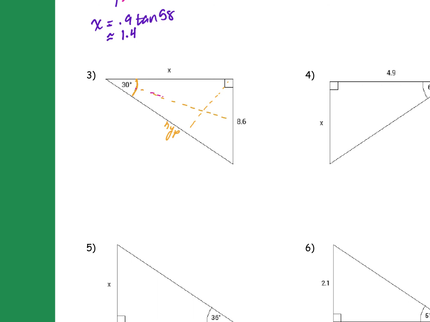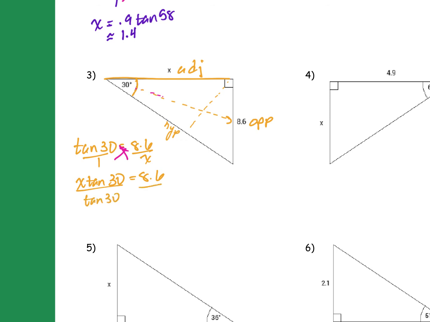Okay, so here is if I go across the triangle, right? There's my side opposite. And then the side that makes the angle is my adjacent, as long as it's not the hypotenuse, right? So I know that I have tangent of 30, and that's going to equal my opposite, which is 8.6 over x. So I put that over 1, cross multiply, x tangent of 30 equals 8.6. Divide by tan of 30. X is approximately 17.2.